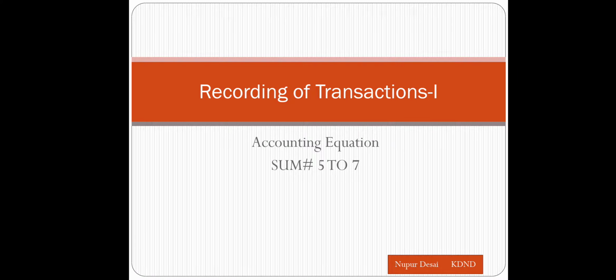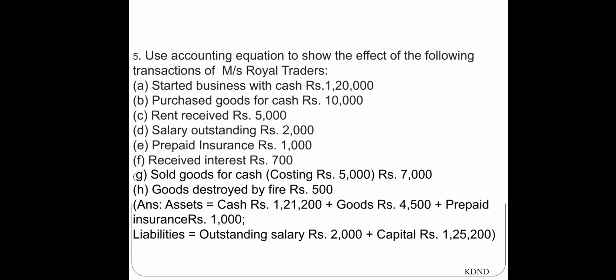Greetings to all. Now we are going to understand about the accounting equation in the chapter named Recording of Transactions. We will refer to sums number 5 to 7 of NCERT. Use the accounting equation to show the effect of the following transactions of Messrs.